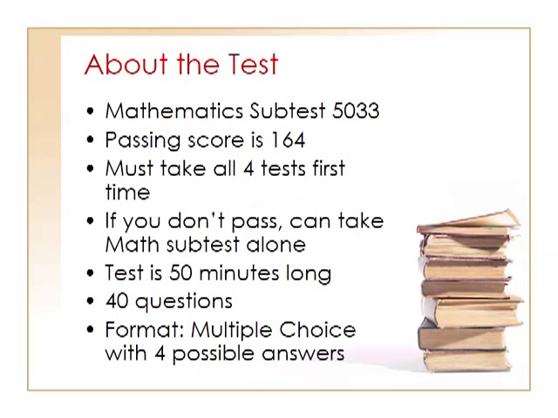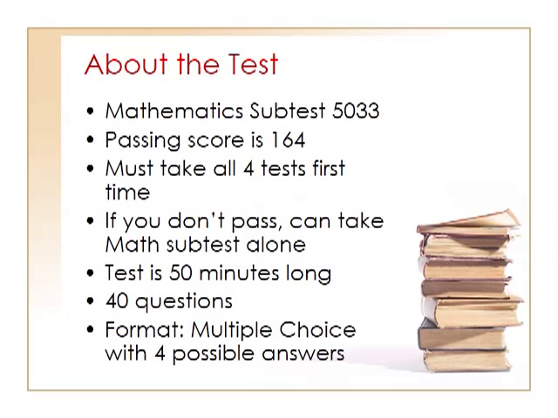In order to take this test, you must take all 4 tests the first time you take it. That means you have to take the science, the social studies, the math, and the language arts all together. You can't just take one test alone. After you take the first 4 tests, if any of the tests you don't pass, you can just take that subtest alone. So you can take the math subtest alone if you don't do well the first time.